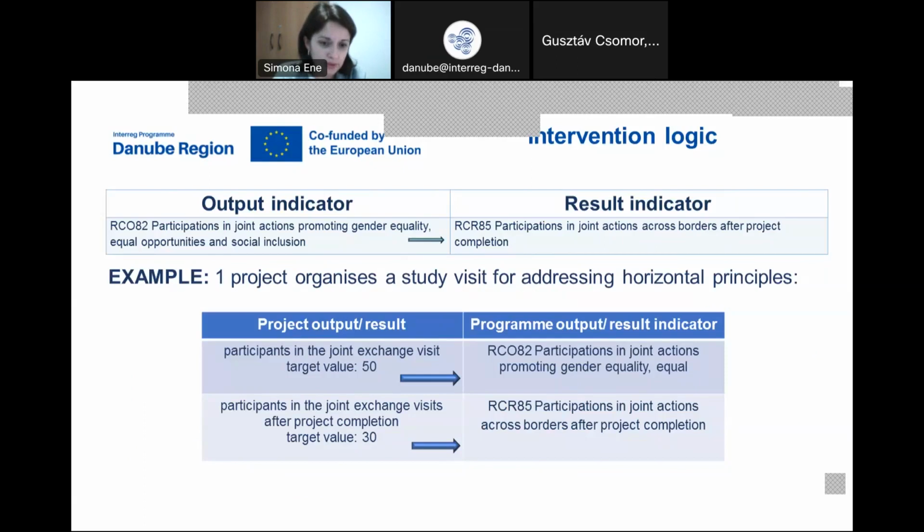This project output is linked, of course, to the output indicator RCO 82. And then the defined result is participants in the joint exchange visit after the project completion, and I estimated 30. And this is linked to the result indicator.